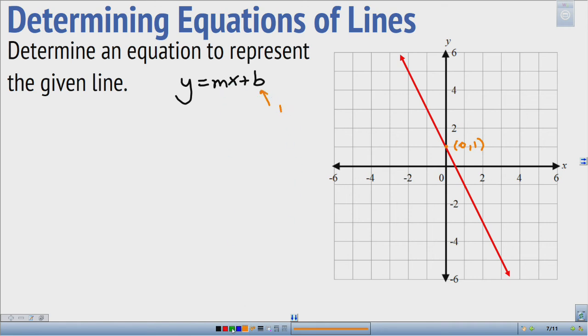So let's pick 2 points. I already have one here. It's 0, 1. Let's pick another point here. This is at 2 and -3. So let's calculate the slope here.